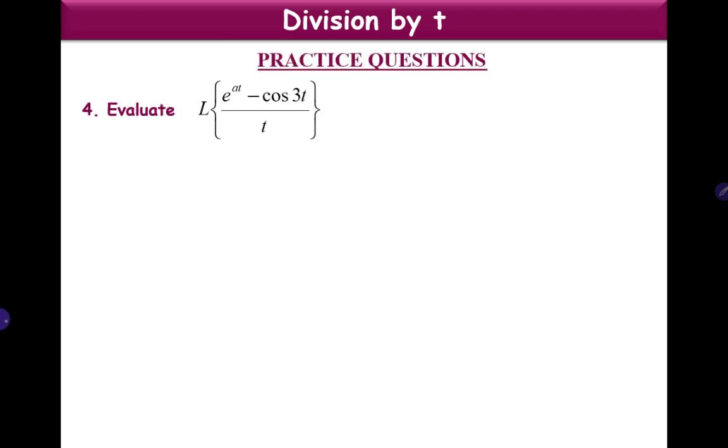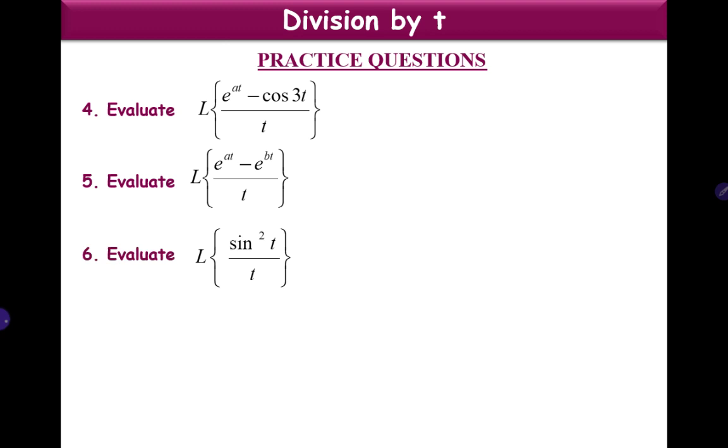So, these are practice questions for you. Evaluate L of (e power at minus cos 3t) by t, a direct application of the property L of f of t by t. And evaluate L of (e power at minus e power bt) by t. Evaluate L of sin square t by t. You can write sin square t as (1 minus cos 2t) by 2. So, solve these problems.